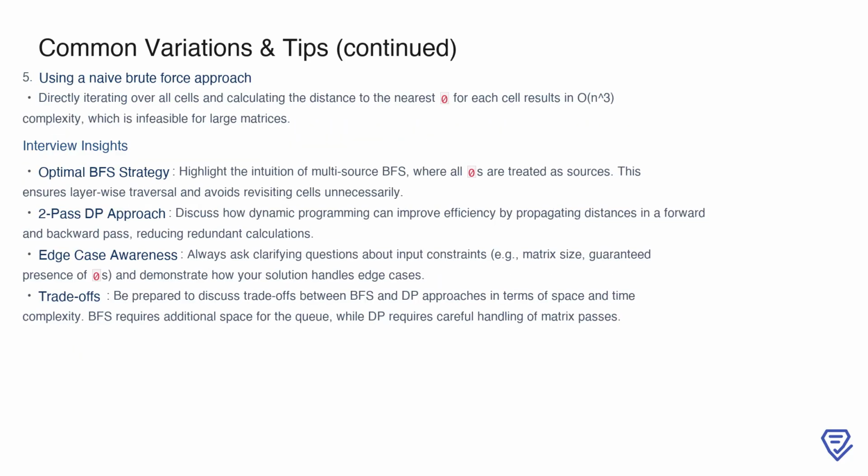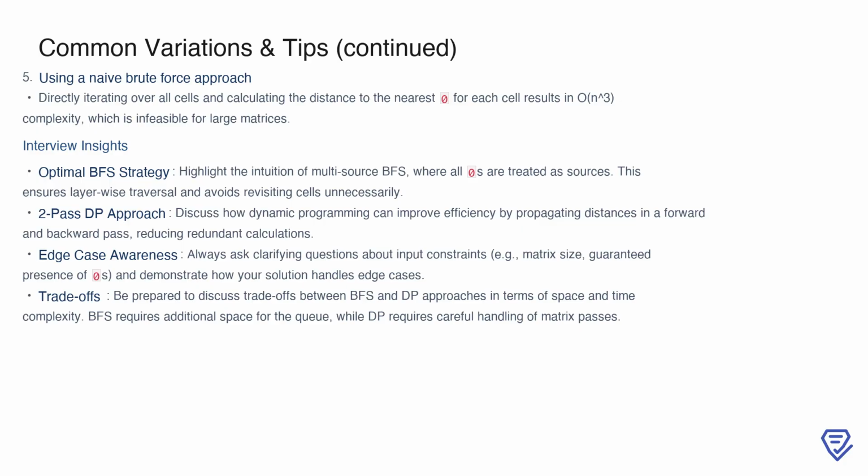Another mistake to avoid is relying on a naive brute force approach. While iterating through all cells and calculating the distance to the nearest zero for each might seem straightforward, this results in an O(n cubed) time complexity, which becomes infeasible for larger matrices.